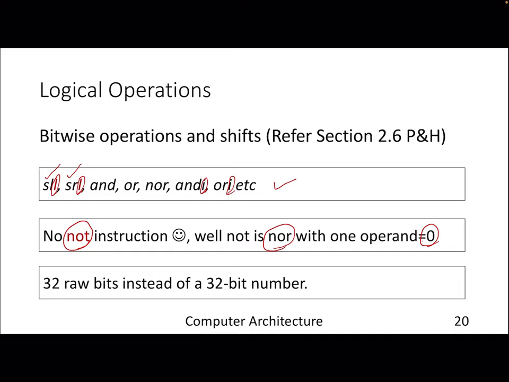Whenever you are dealing with this set of instructions, you have to understand that we are dealing with bits. So you should understand that we are dealing with, let's say, 32 bits instead of a 32 bit number, because depending on the sequence of bits, the final content will change.